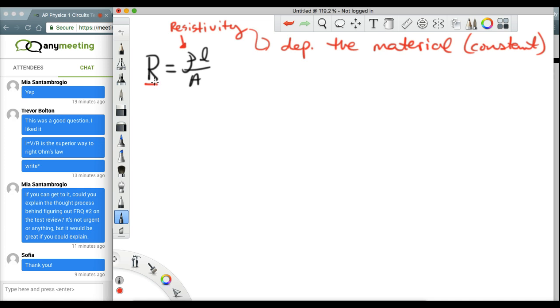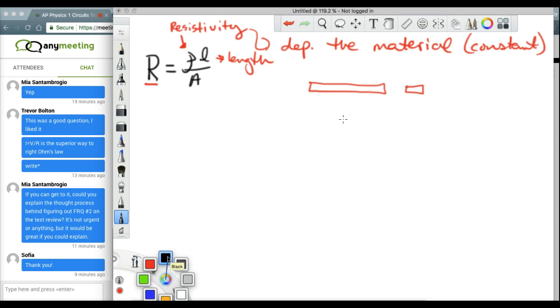I would rather use silver wires in my wiring in my house than aluminum wires for a number of different reasons, but more specifically because the resistance of those wires would be less. L is the length of the wire. So if I have a long wire versus a short wire, the one that is longer is going to have more resistance.